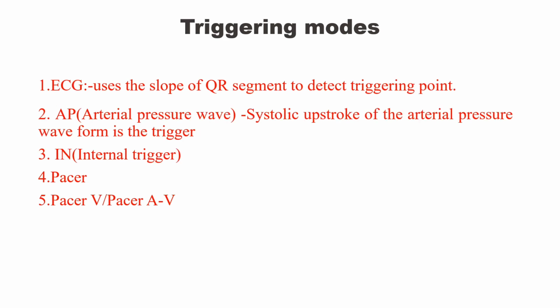Coming to the triggering modes. There are 5 triggering modes which are used to trigger the console. The first one is ECG, which uses the slope of the QRS segment to detect the triggering point. Then arterial pressure, where the systolic upstroke of the arterial pressure wave is used as the trigger, and internal trigger, pacer, and pacer with AV.